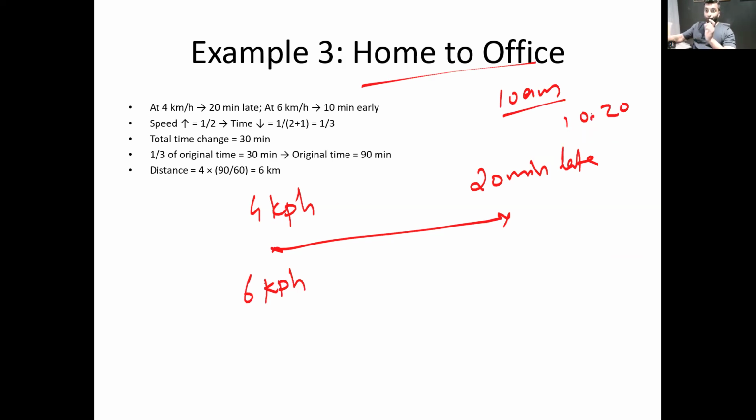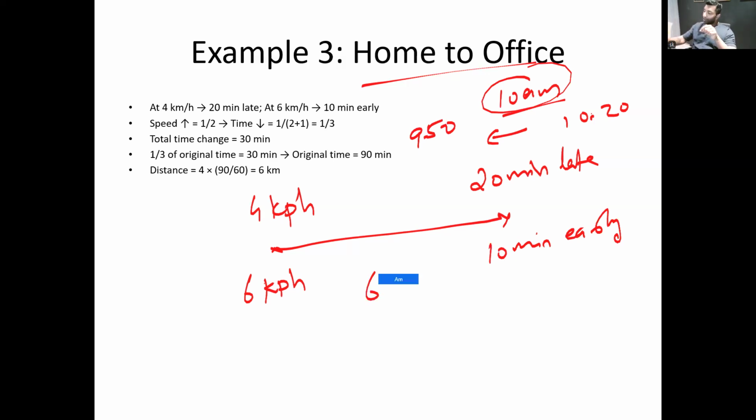Now because of that, you increase the speed to 6 km per hour. But now what is happening? You are reaching 10 minutes early. So now you are reaching at 9:50, where you are supposed to reach at 10 o'clock. The story is building up, right? Now, what could be the question here? I can ask different levels of questions, but the most difficult question could be: what is the distance between the two places? That could be the question they can ask at a higher level.